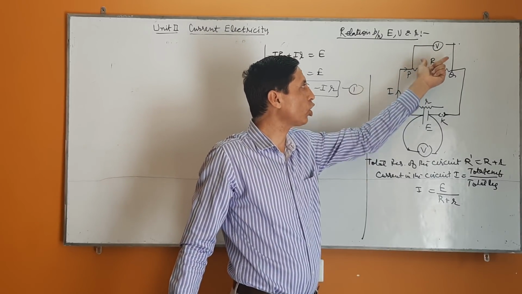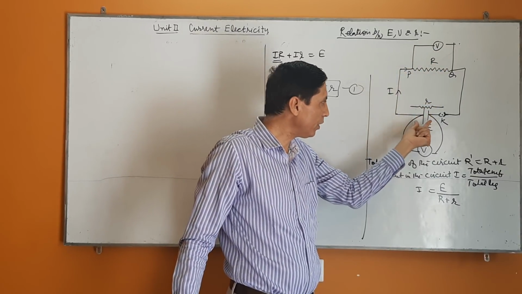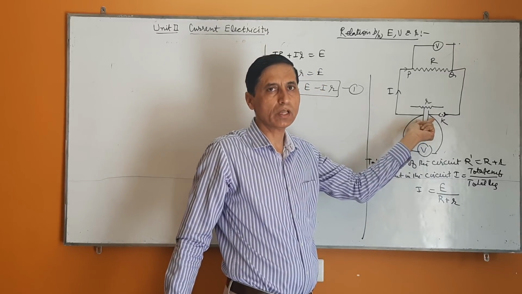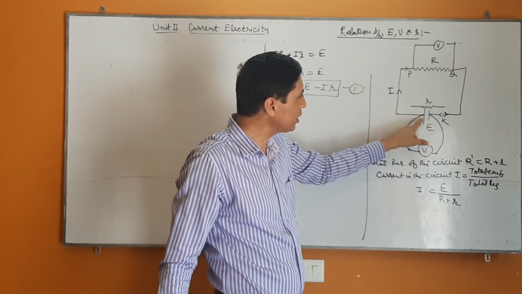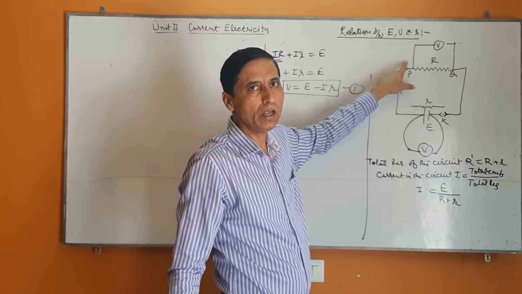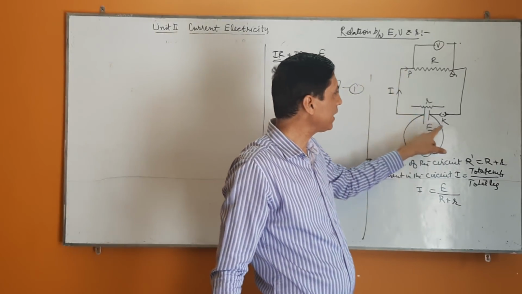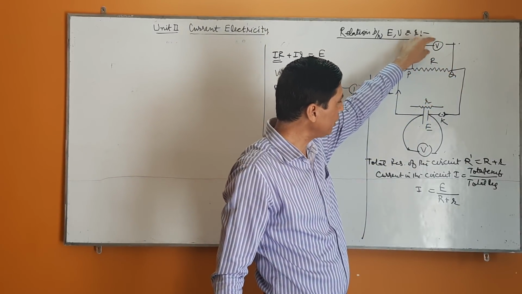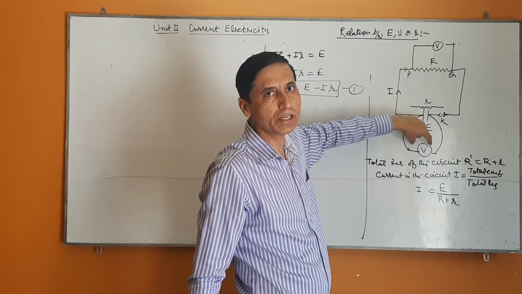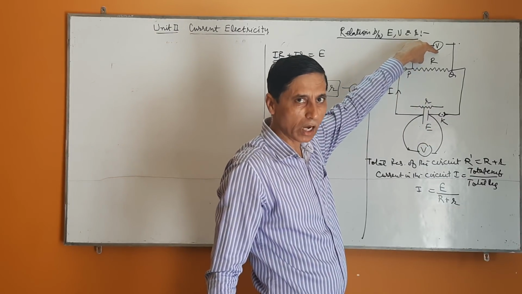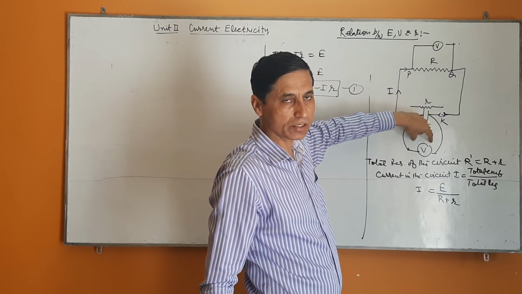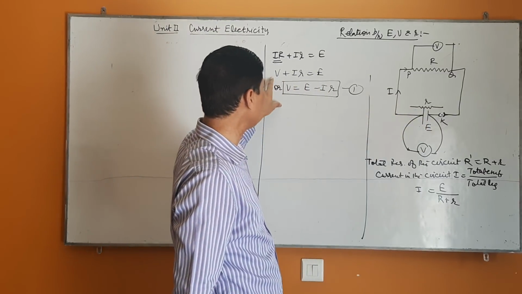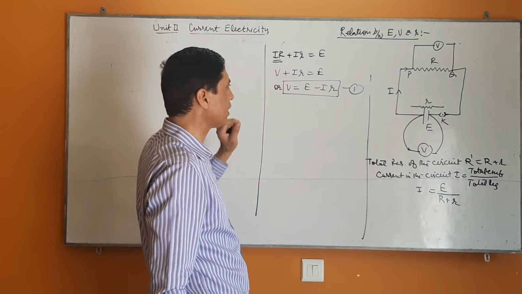Whatever be the potential drop across this resistor R, the same value will be across the terminals of the cell, because this positive terminal is connected to point P, and this negative terminal is connected to the end Q of the resistor. That's why this V and this V are both the same. So the potential drop across R and the terminal potential difference V are both equal. That's why V is equal to E minus Ir.